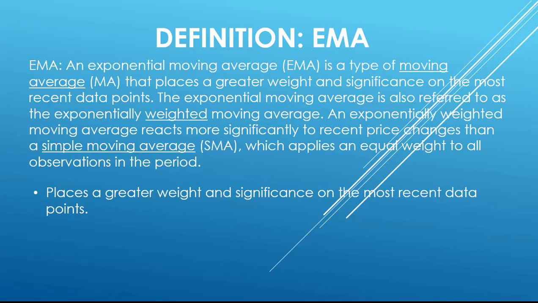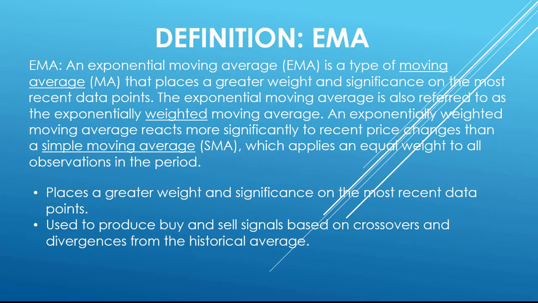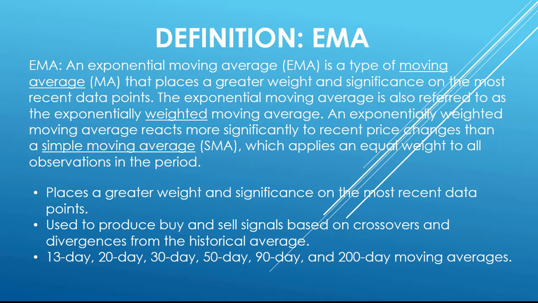So, an exponential moving average places greater weight and significance on the most recent data points. It is used to produce buy and sell signals and crossovers or divergences from the historical average. And there are many different forms of this. You get to choose your own, but the most commonly used are 13-day, 20-day, 30-day, 50-day, 90-day, and even a 200-day moving average to help us view the trending of that particular stock price.